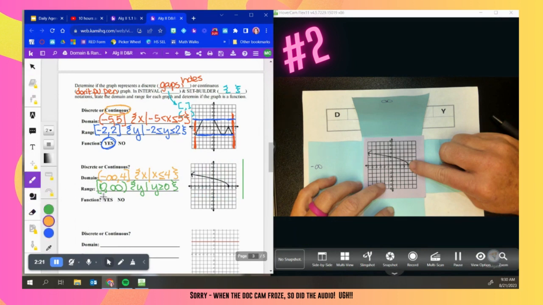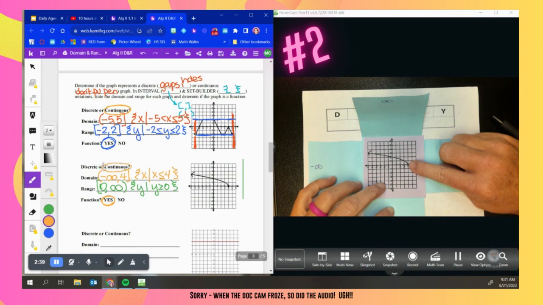And then can we draw the entire graph without picking up our pencil? Yes, it does not matter whether you start on the left or on the right. You can still draw the entirety of that graph without picking up your pen or your pencil. So this is a continuous graph.